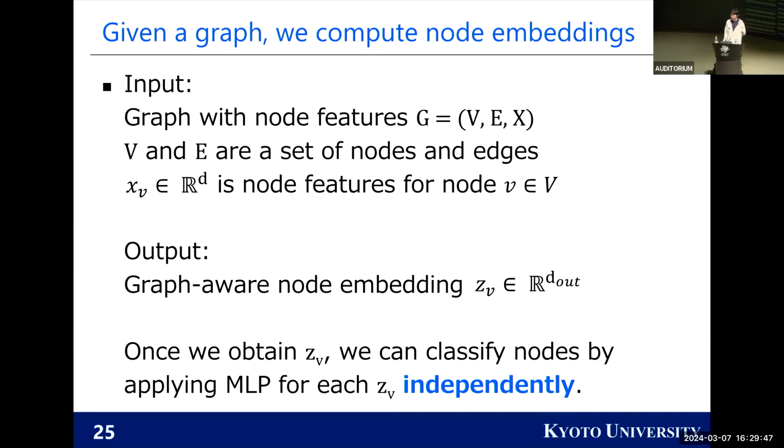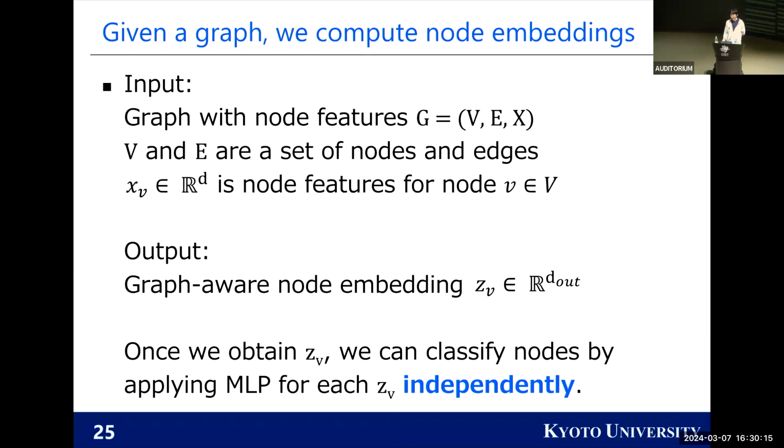These features are aligned for all nodes. It means that the number of dimensions is the same for all nodes, and each dimension has the same meaning for all nodes. And given G, we want to output graph-aware node embeddings, Z_V. This embedding contains much information about the graph structure, and this is the goal.